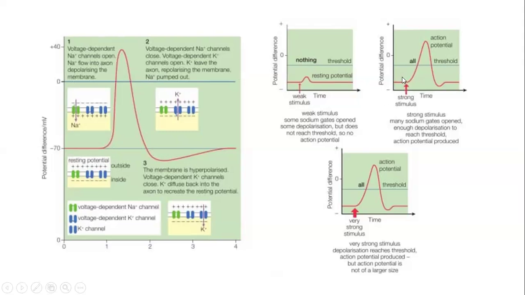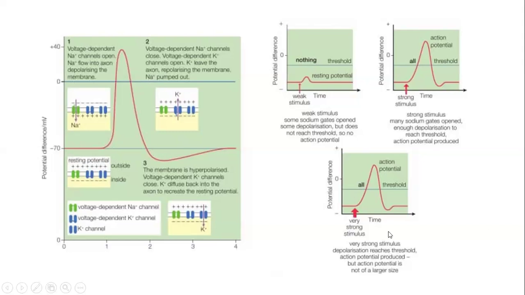So more sodium gates will open, right? More sodium gates will open and there is depolarization, and the depolarization reaches the threshold level. That means it is plus 40 millivolts. Now it is remaining at this point, the action potential. And then it is coming to repolarization and hyperpolarization. So with a strong stimulus, many sodium gates will open, depolarization reaches the threshold and the action potential is generated, right?